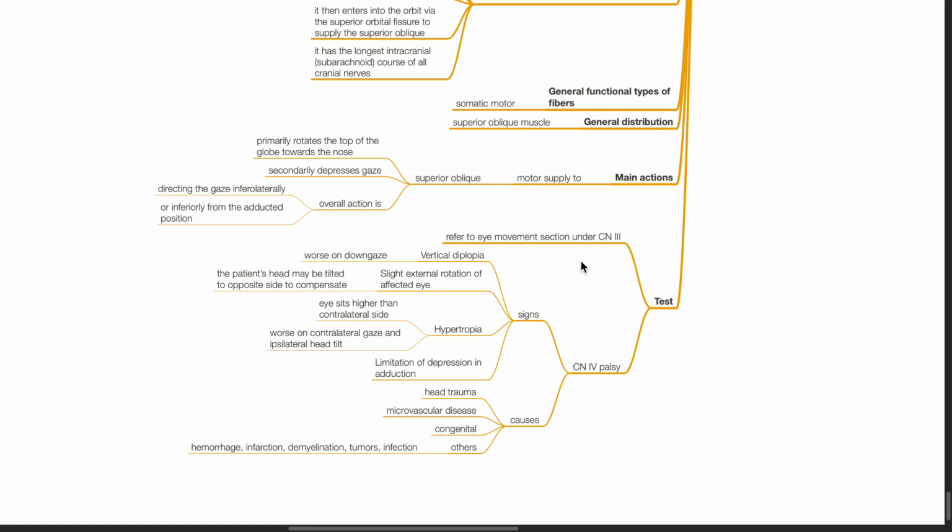Causes of cranial nerve 4 palsy include head trauma, microvascular disease, congenital causes, and other causes such as hemorrhage, infarction, demyelination, tumors, and infection.